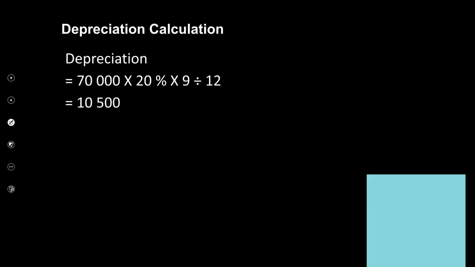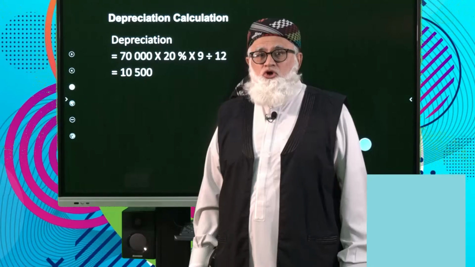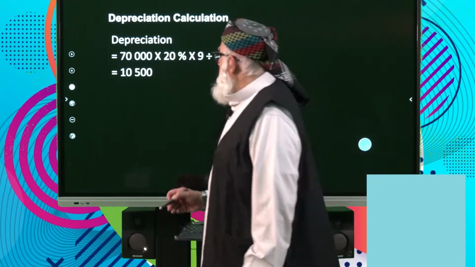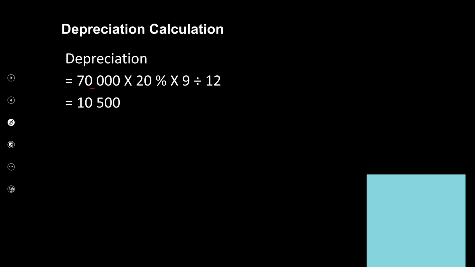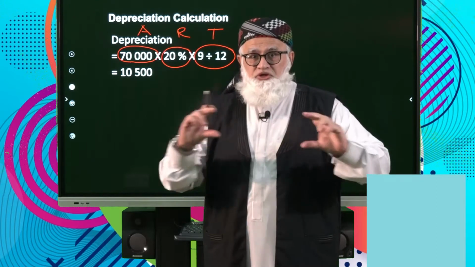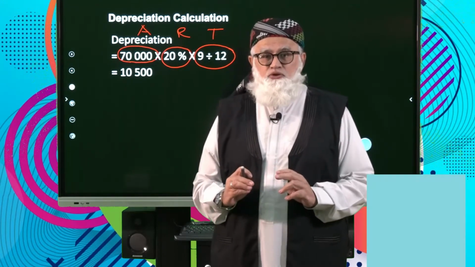Now, let's take a look at the depreciation calculation for the vehicle that we are disposing of. We know that the cost price is 70,000, so immediately we take our cost price times our rate times the time. Do you remember ART? I'm sure you do. What do we mean by ART? We work with the amount, the rate, and the time. So ART is what we use when we're doing our calculation.